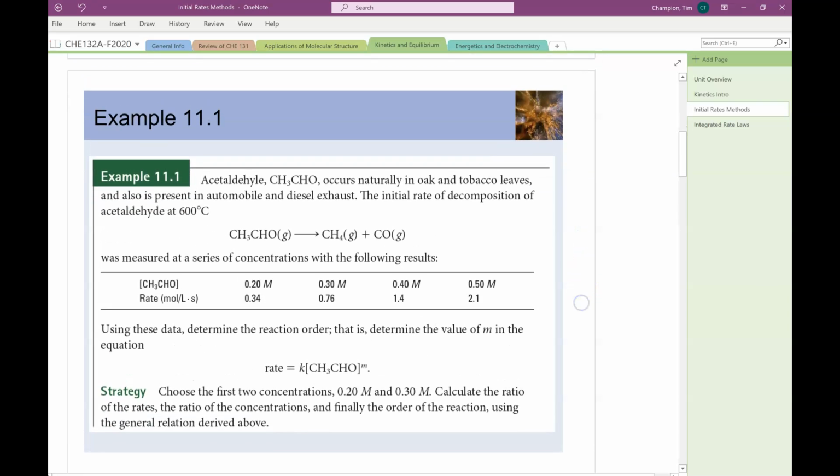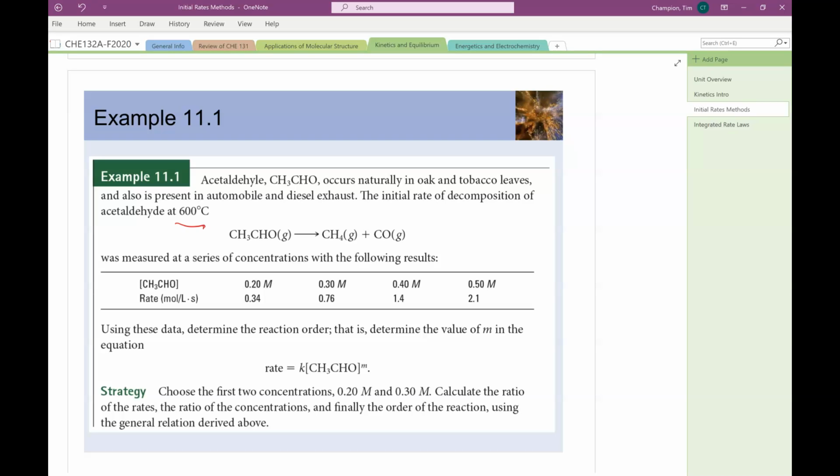Here's an example. These slides, by the way, are from the Masterton and Hurley textbook, which is a great book, but it's not a free one, which is why we don't use it. So we have here a reaction involving the compound acetaldehyde, which is CH3CHO. And we're looking at the decomposition of acetaldehyde at a rather high temperature, 600 Celsius, pretty warm. It decomposes at that temperature into methane and carbon monoxide.